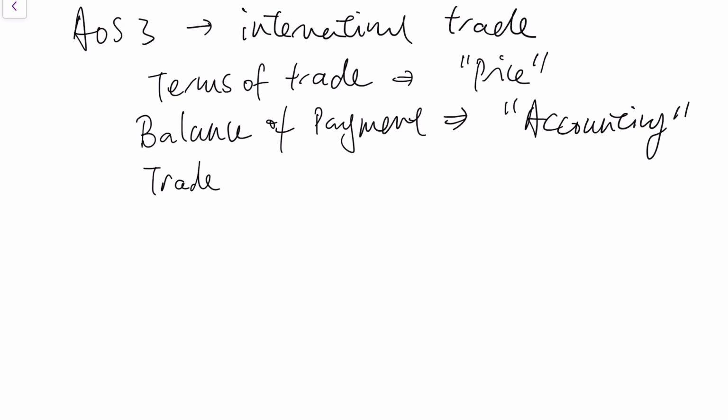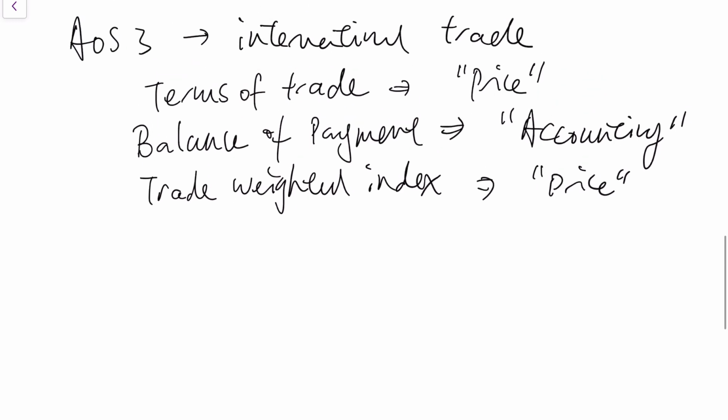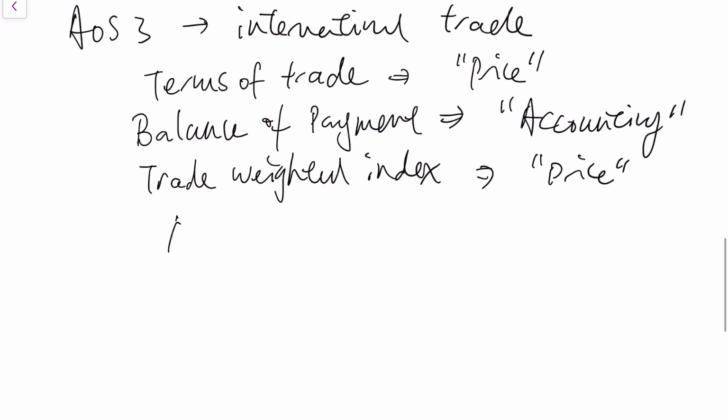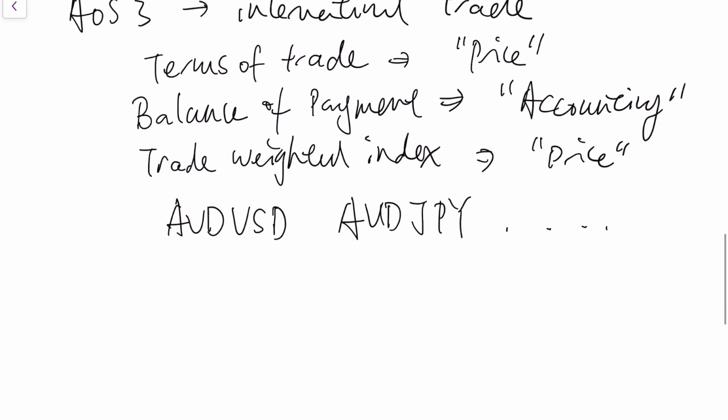Also, trade weighted index. So this is also a price of your currency. So maybe we have those currency pairs, Australian dollar versus US dollar, Australian dollar versus Japanese yen, so on and so forth. So we want to have this aggregate idea of whether Australian dollar is going up or going down. So we use trade weighted index.